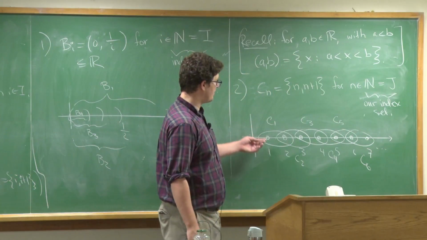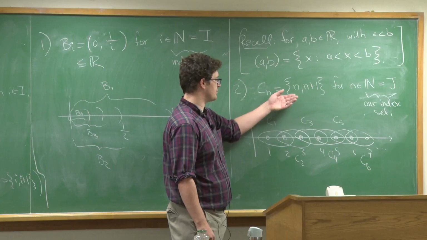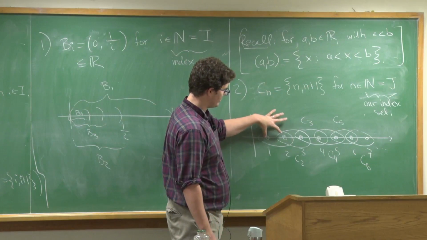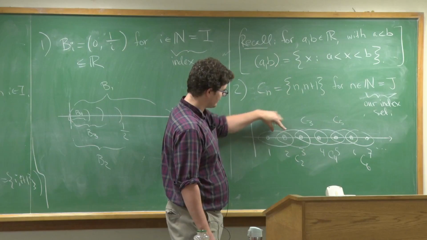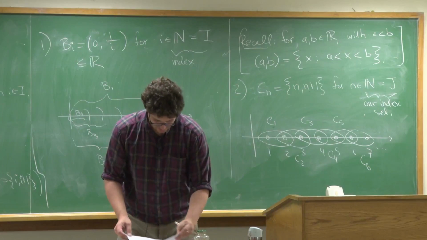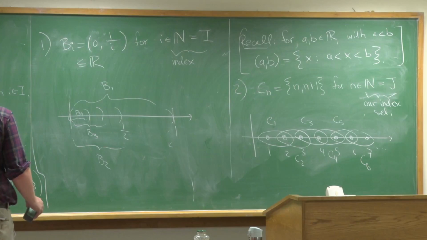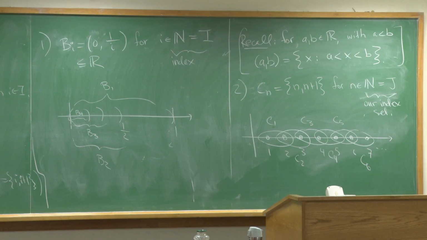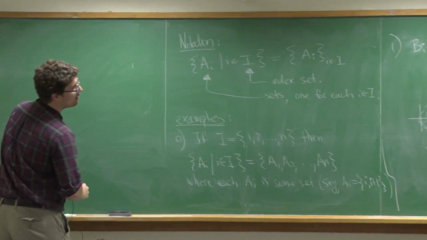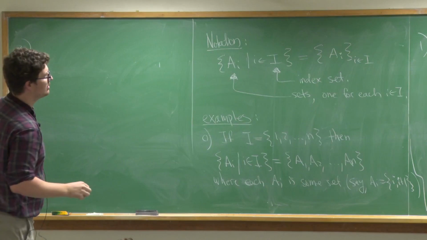Okay? So we have another infinite family of sets. These happen to be subsets of the natural numbers. You can view them as subsets of the real numbers. It doesn't really matter. But for each index here, I'm going to get a different set. Okay. All right. So we have index set J. The index sets don't need to be I. They don't need to be J. You can have them be whatever. So here's another example.